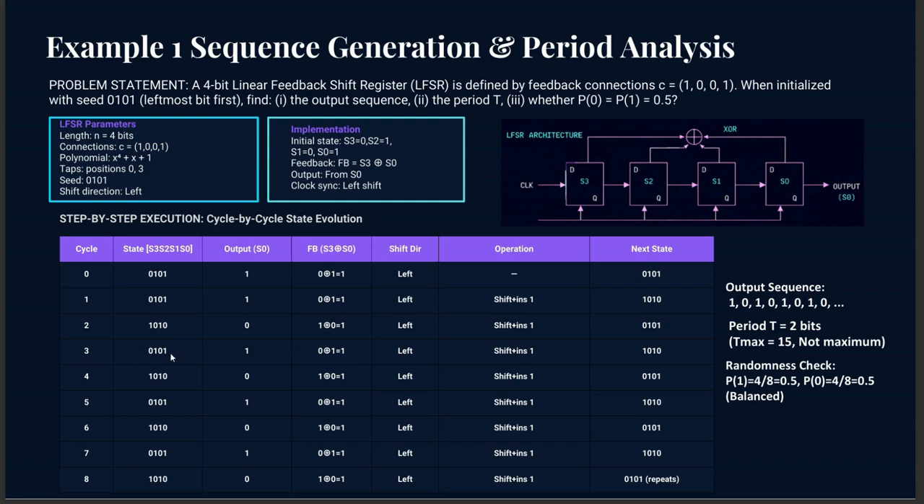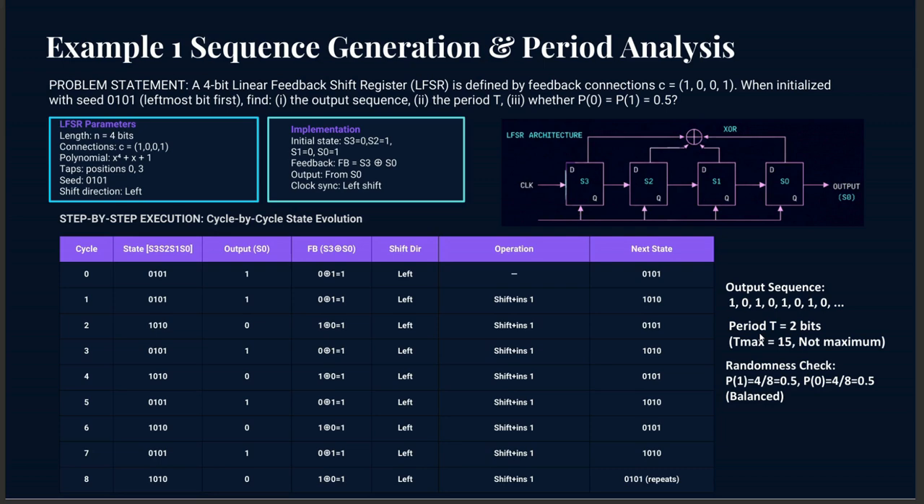Now here we observe something very important. We have already returned to the original state, that is 0101. This means the sequence is already repeating. So the LFSR is cycling between only two states, 0101 and 1010, again and again. So the generated output sequence is 10101010, simply alternating between 1 and 0.